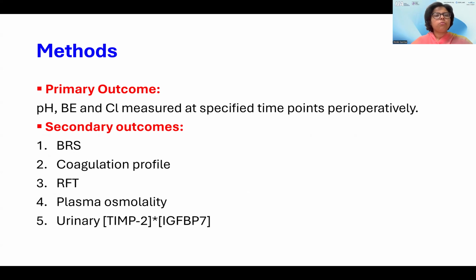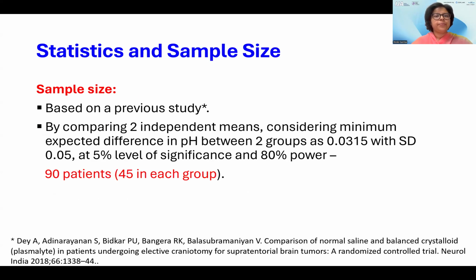So the primary outcome was pH, base excess, and chloride measured at specified time points perioperatively. The secondary outcomes were brain relaxation scores, coagulation profile, renal function test, plasma osmolarity, and urinary biomarker in between the two groups.